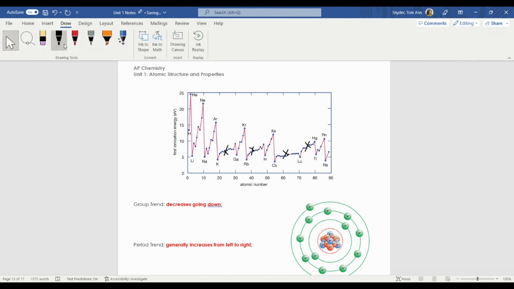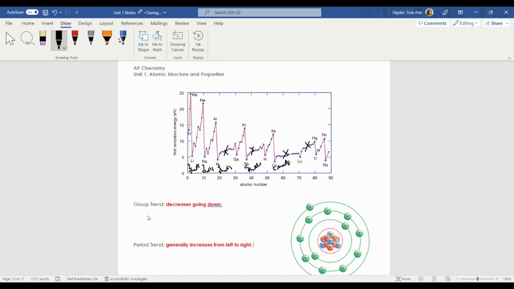Lithium has 2 shells, right? It has 1 shell around it and it's got 2 shells. So this is 2, I'll put shells. Sodium has 3 shells around it. Potassium's got 4. Rubidium's got 5. And cesium's got 6. So as I'm going down a group, I'm adding energy shells that are surrounding that nucleus.